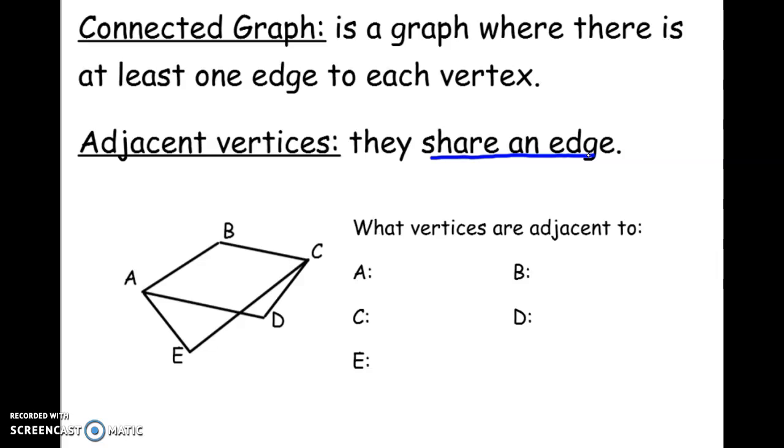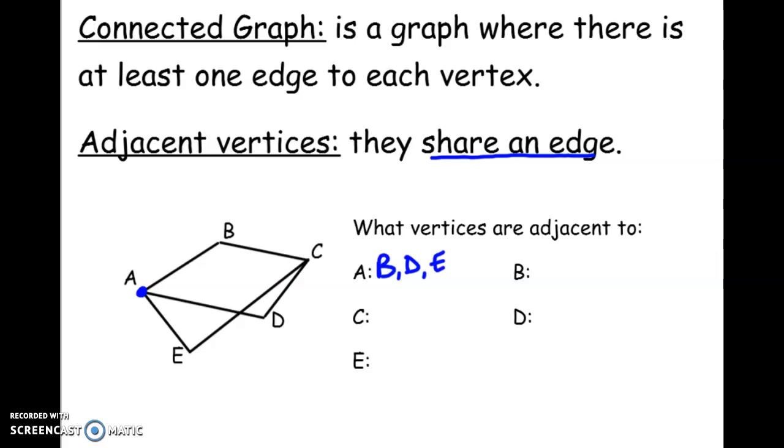Okay, so what vertices are adjacent to A? So which ones are connected to A is what we're really looking for. So A would be B and D and E, all three of these lines. Okay, so then go to the next one.